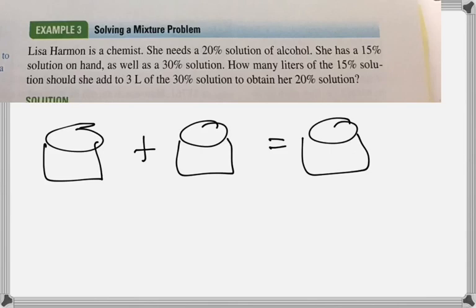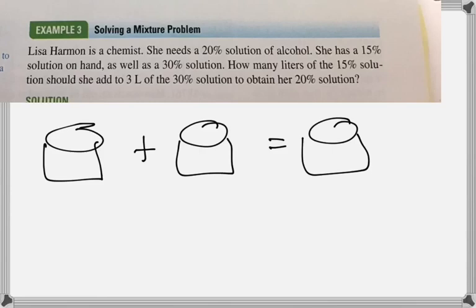It says Lisa Harmon is a chemist. She needs a 20% solution of alcohol. She has a 15% solution on hand, as well as a 30% solution. How many liters of the 15% solution should she add to 3 liters of a 30% solution to obtain her 20% solution? Okay, lots of words. Break it down, make it simple. You can read it. You know that it's going to be a mixture problem.